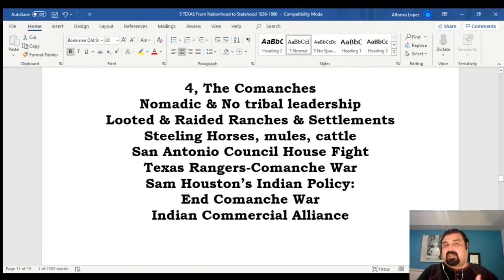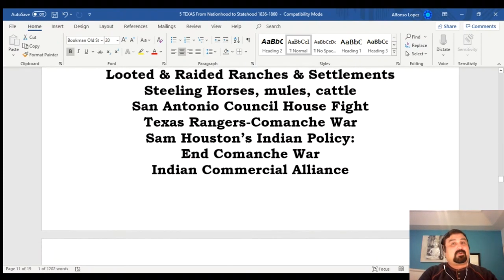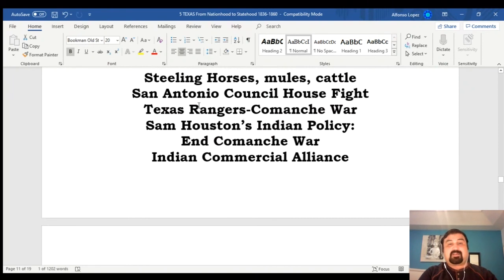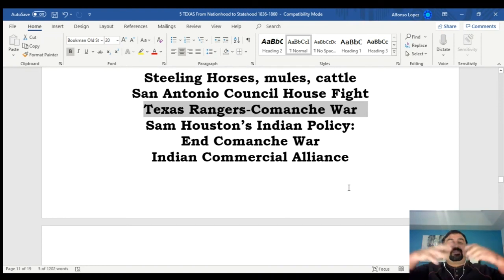But as soon as they found out that they were to be arrested, a fight broke out and there was shooting that spilled into the streets. A number of people ended up being killed, both Comanches and the local population. And this was now turning into a kind of Indian war, if you will, in San Antonio itself. Okay, so the Comanches were now at war with the Texas Republic. That was clear. This led to the creation of the Texas Rangers.